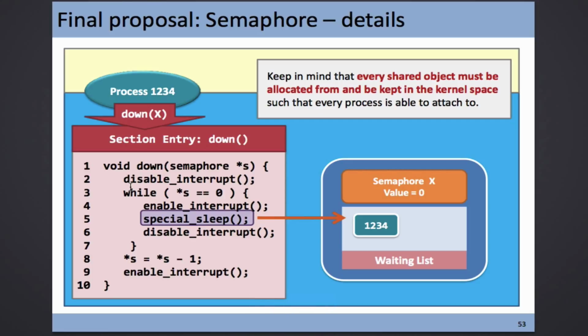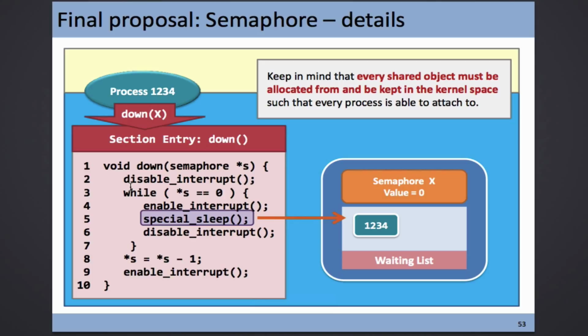This guy suddenly being woken up will look at the code. It's again the down call. Originally, this guy executed the down call and was put to sleep, and when it wakes up, it wakes up from line 5. We return from line 5 now, and we disable the interrupt again and go back to the loop. Now the loop gives you another value. S has been changed from 0 to 1 again, and this guy will eventually change it to 0.